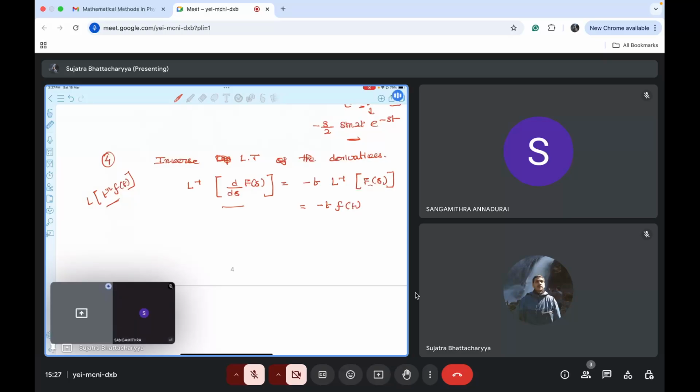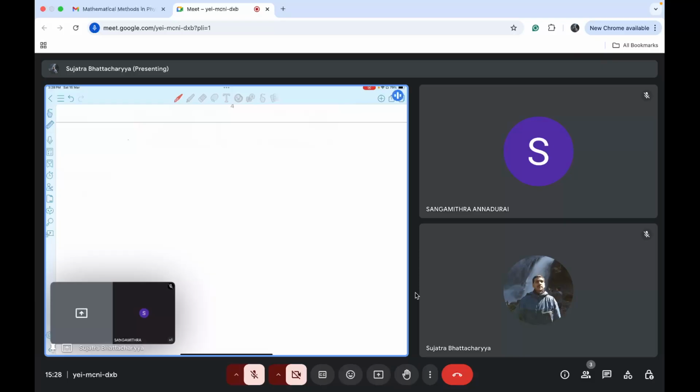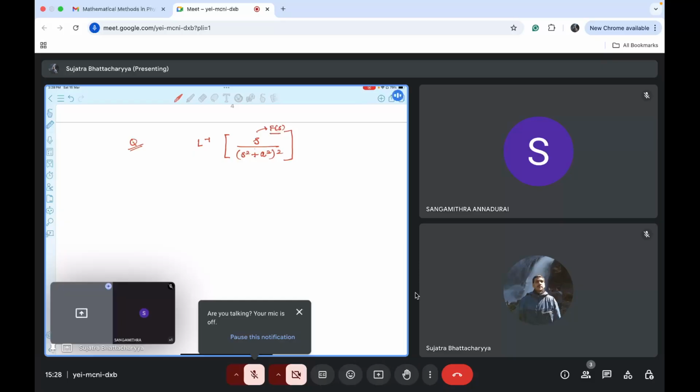Okay, so we will try to see how we can take up a question and try to solve it. Let's see the question, which is L inverse of s upon (s square plus a square) whole square. Okay, so this is your F(s). All right, but what I'm saying is that let us not take this as your F(s). Rather, let's do it like this.